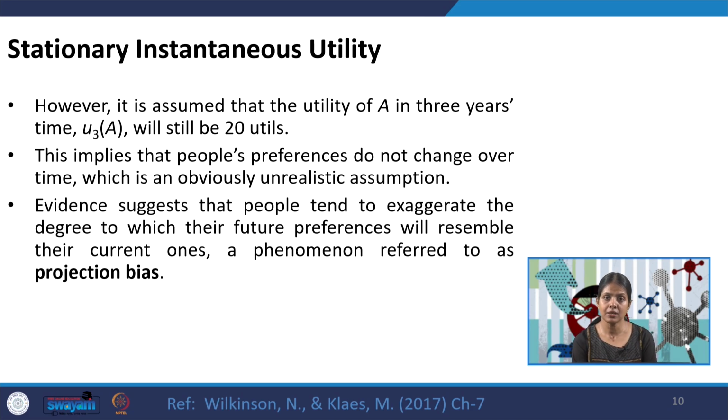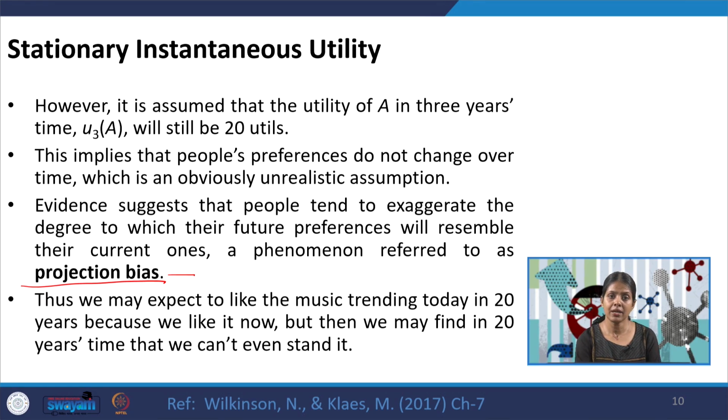Evidence suggests that people tend to exaggerate the degree to which their future preferences will resemble their current ones, a phenomenon referred to as projection bias. So, when I am in my 20s and I am very fond of going to movies with friends, I would think that even when I am in my 40s or 50s, my preference for going to movies with friends would be the same. But that need not be the case. So, I am suffering from projection bias, which we have already discussed in the previous module. Thus, we may expect to like the music trending today in 20 years because we like it now very much, but then we may find in 20 years time that we can't even stand it.